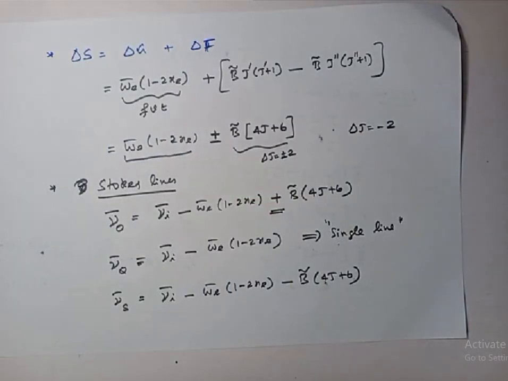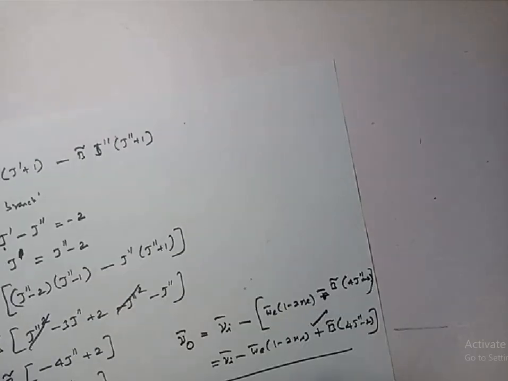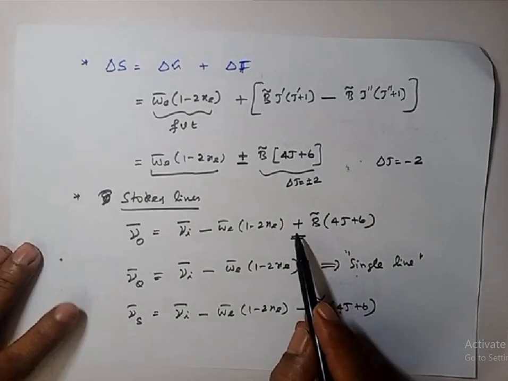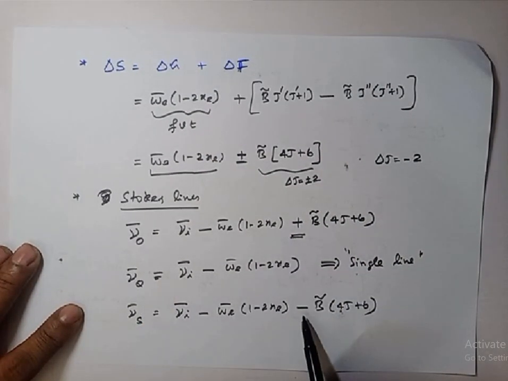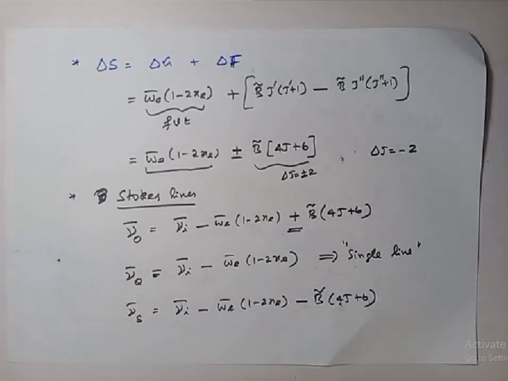For J plus 6, if you use the J prime, J double prime symbols, you will never get J plus 6; you will get this one. Don't worry about that, that's not important. For the O branch, we get plus. For the S branch, we should get minus. Right? Now listen how the spectrum looks.